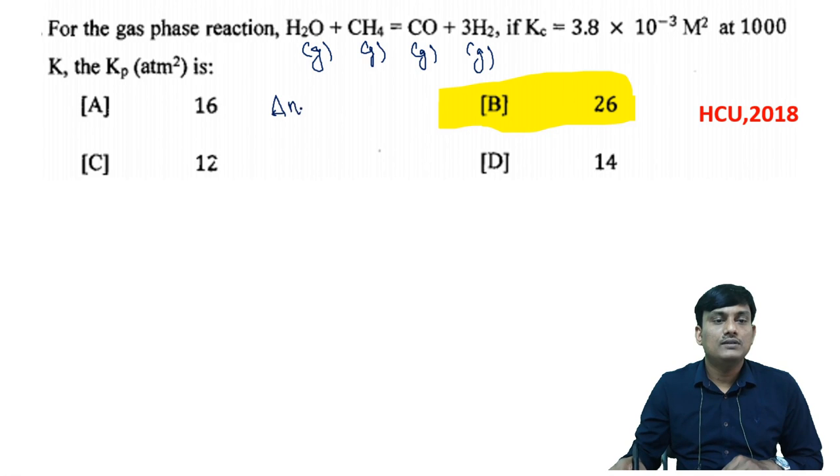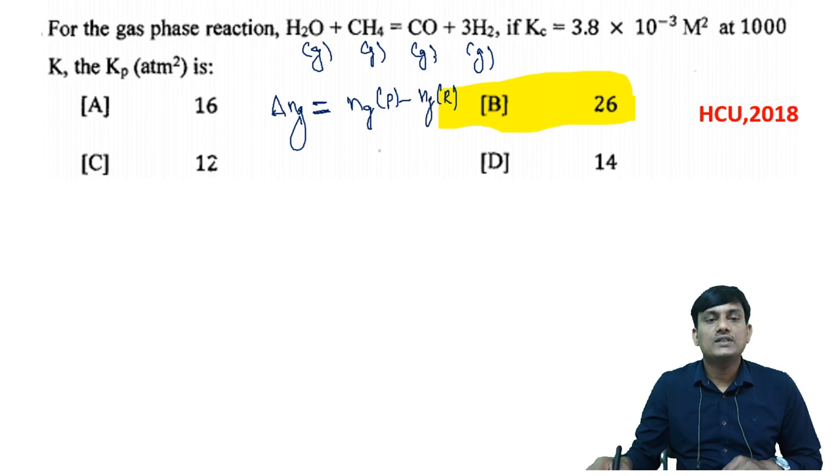Then delta Ng. It is the sum of gaseous molecules on product side minus sum of gaseous molecules on reactant side. This is Ng product minus Ng reactant. On product side we have 4 gaseous molecules, 4 minus. On reactant side we have 2 gaseous molecules, 4 minus 2, it will be 2.